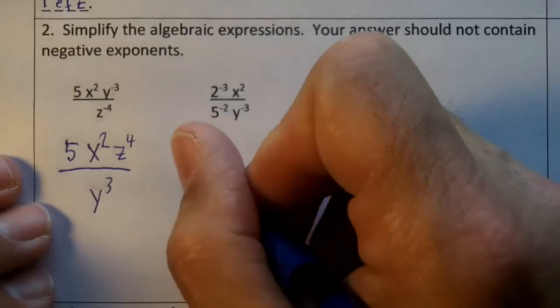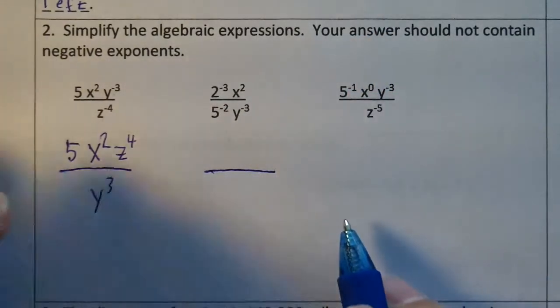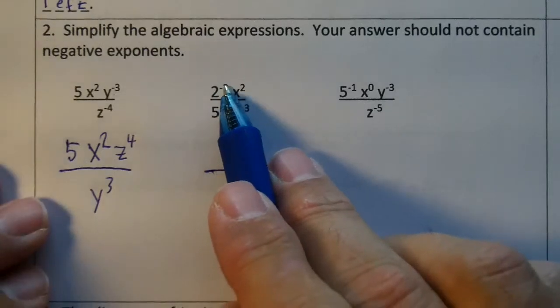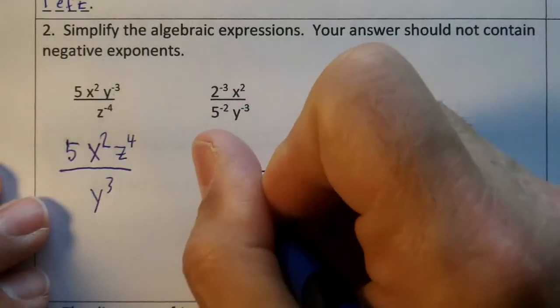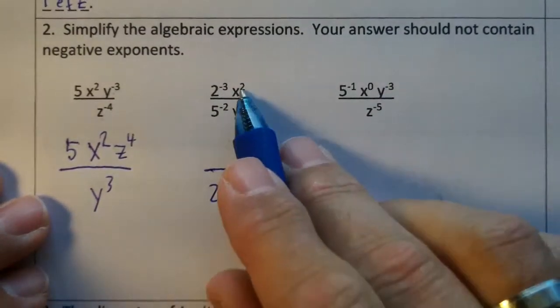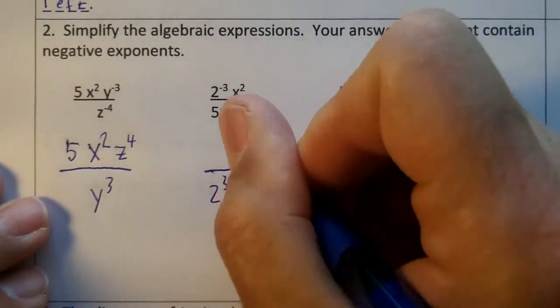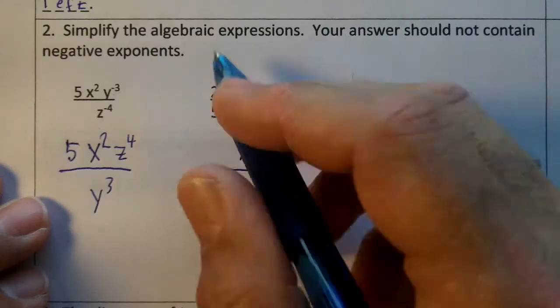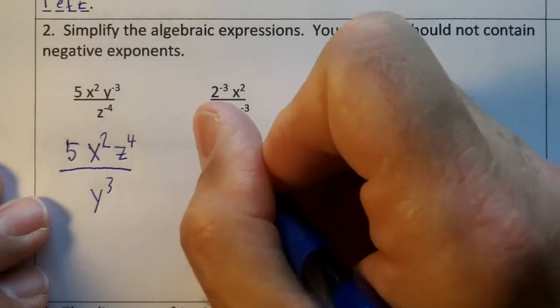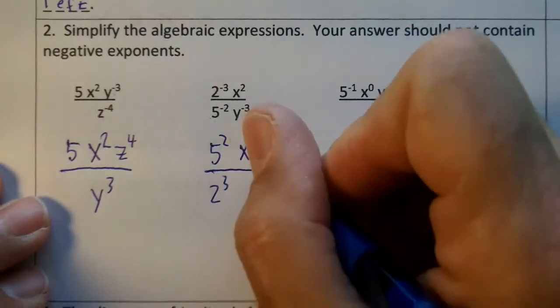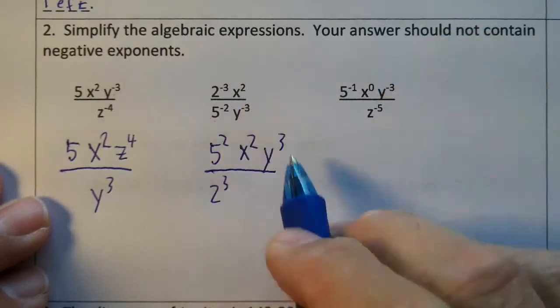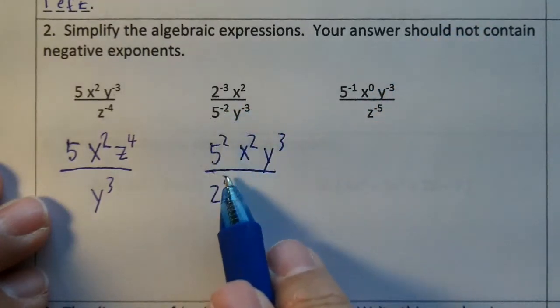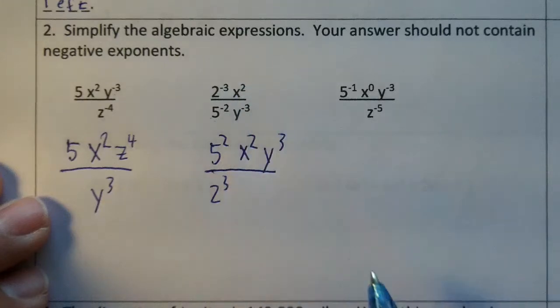Okay, on this problem here, draw your fraction bar. We're going to take 2 to the negative 3 and move it across the fraction bar, so we'll have 2 to the third. The x squared stays put. 5 to the negative 2 is going to move from the top to the bottom, or from the bottom to the top. And same thing with the y to the negative 3. When you have a negative exponent, to make it positive, you move it across the fraction bar, don't you?